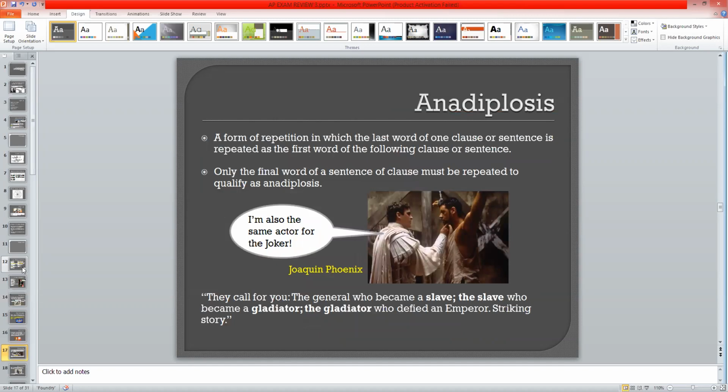Anadiplosis. I know some of these are kind of weird pronunciations. Actually, all of them are. But in this one, it's another repetition. So a form of repetition in which the last word of one clause is repeated as the first word of the following clause or sentence.